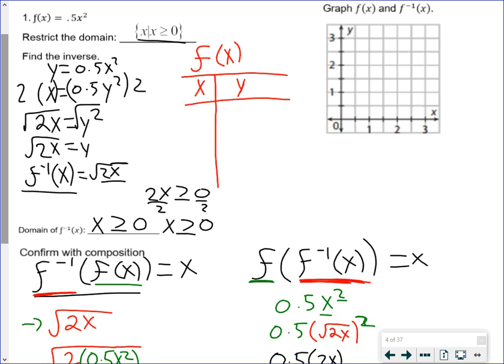And what we're going to do is pick some x values. We only have 0, 1, 2, and 3 here, so that's what we'll use: 0, 1, 2, and 3. And we're going to plug these into our f of x function that we had from the beginning, and that gives us our points for our graph.